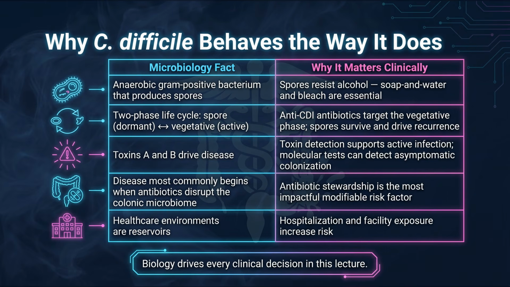Toxins A and B are the actual disease drivers, which is why toxin detection supports active infection, while molecular tests can detect asymptomatic colonization. The disease most commonly begins when antibiotics disrupt the colonic microbiome, which is why antibiotic stewardship is the most powerful prevention tool we have. And because healthcare environments are reservoirs, hospitalization itself is a meaningful risk factor. Keep these 5 facts in mind. Every clinical decision ahead maps back to them.